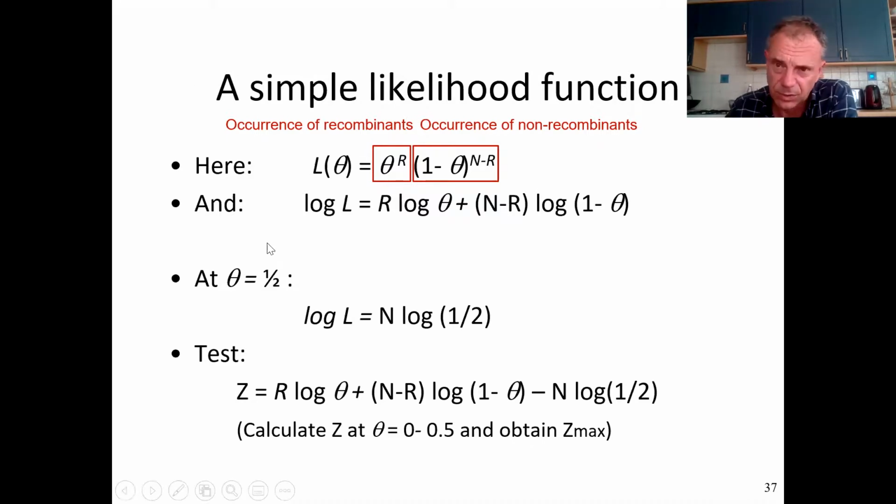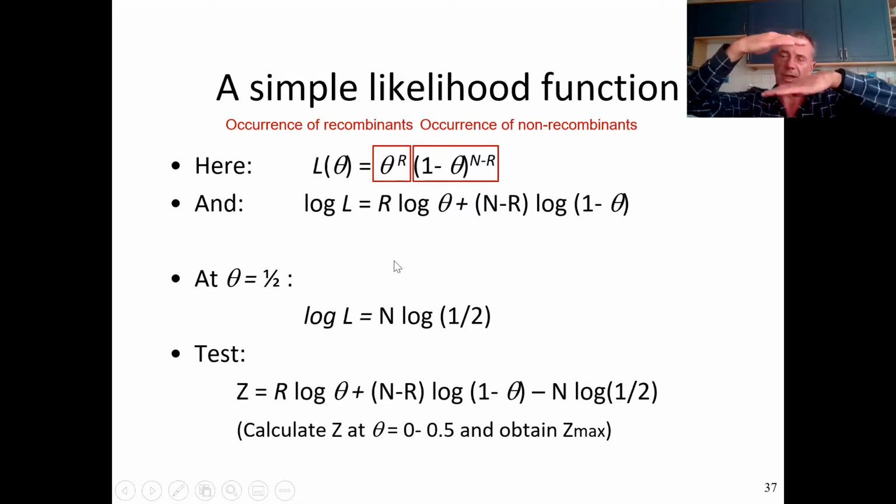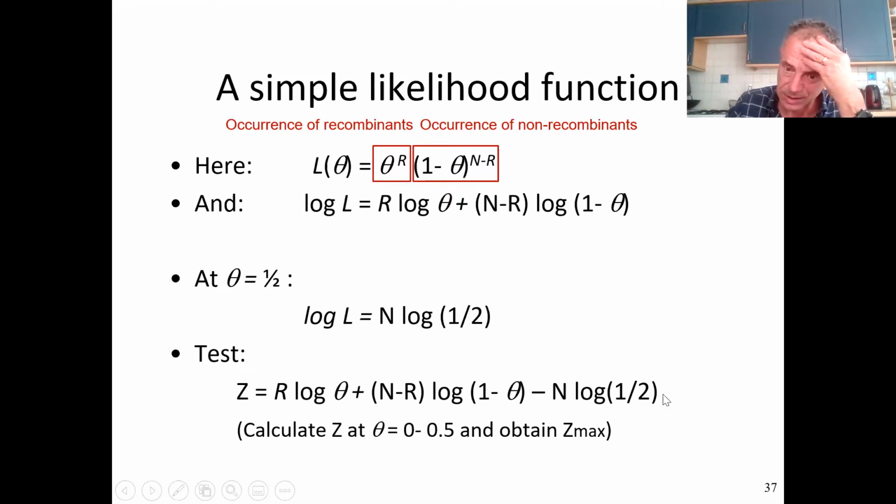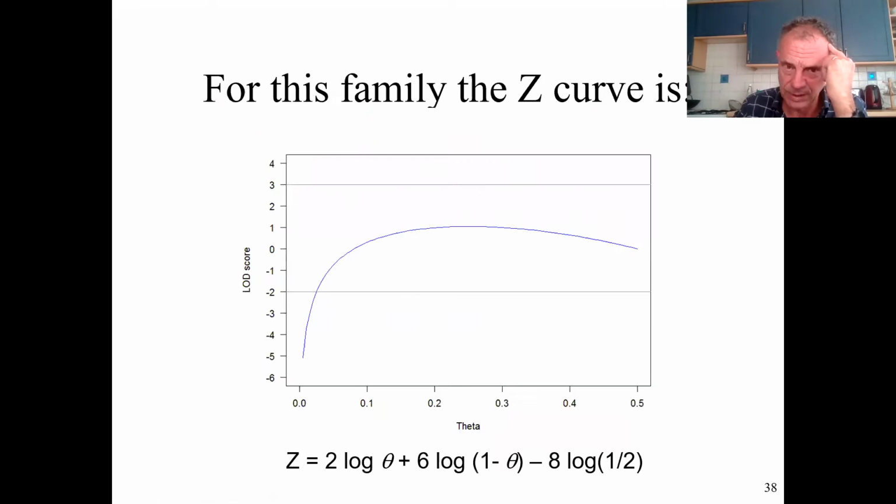This Z is the LOD score. And when we have a ratio, the logarithm of the ratio is the logarithm of the numerator minus the logarithm of the denominator. So that's what we've got here. The numerator logarithm for a particular value of theta minus the log likelihood for the null hypothesis where theta is a half. And then we're going to do this over lots of different values of theta from 0 to 0.5, and we're going to see which Z gives us the highest value. We're going to make that graph that we saw before. It would look like this, and we're going to see where it's highest.